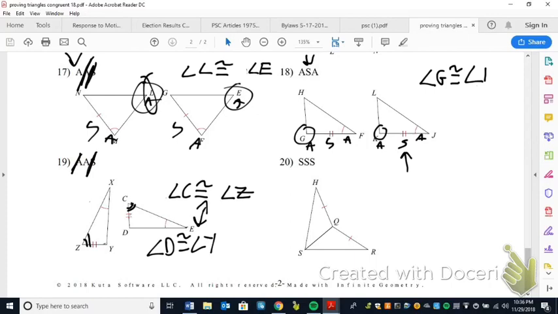Last one. We're looking for side, side, side here. We are given one side right there. Knock that off. We're given a second side right there. Knock that off. So we're missing our third side. What we need to show is that these sides right there, SH and SR, are congruent. Because if I can show that those two are congruent, then I've got side, side, side congruence. So SH needs to be congruent to SR. And if we had that piece of information, then we'd have congruency.